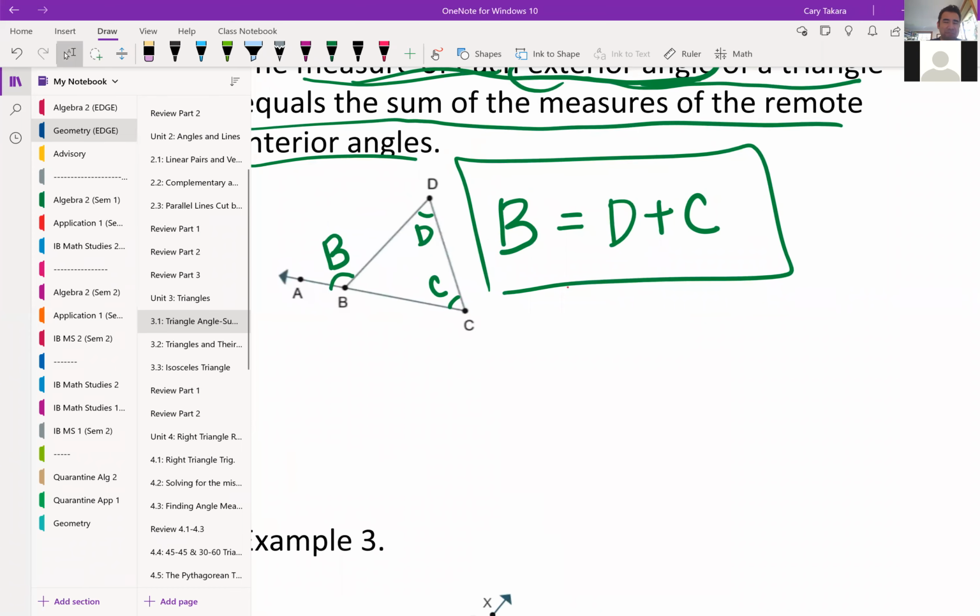Let me show you. For example, this is, let's say, 80 degrees. This is 40 degrees. And the theorem is saying that this angle is going to be 80 plus 40, which is 120.